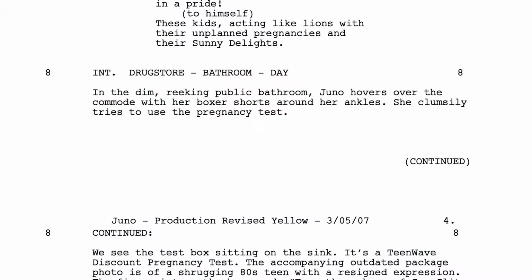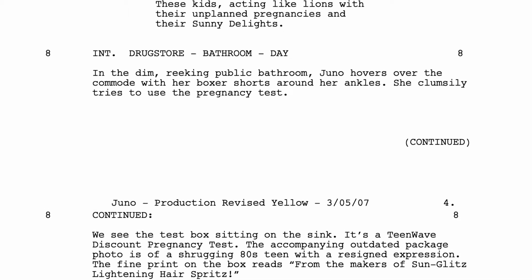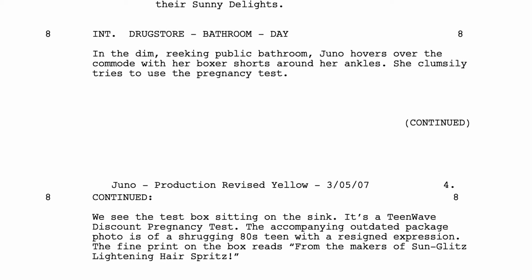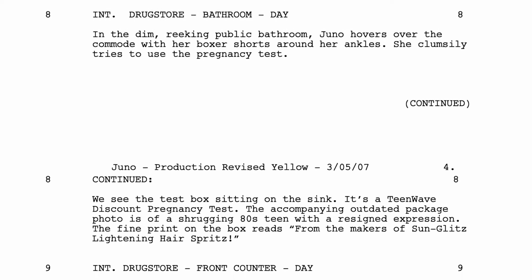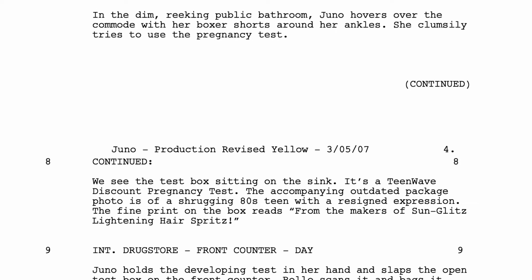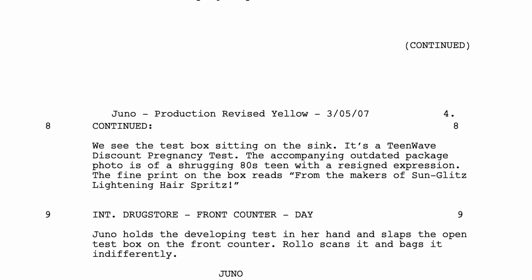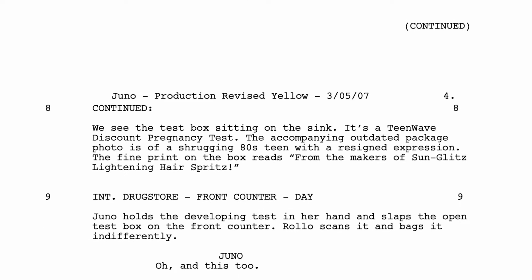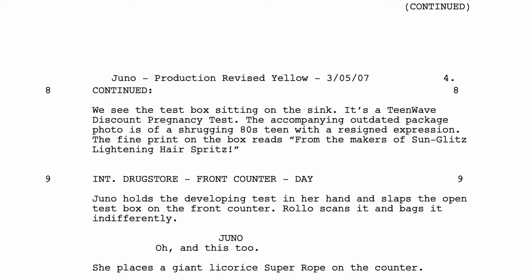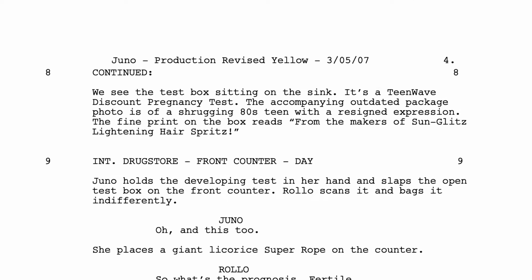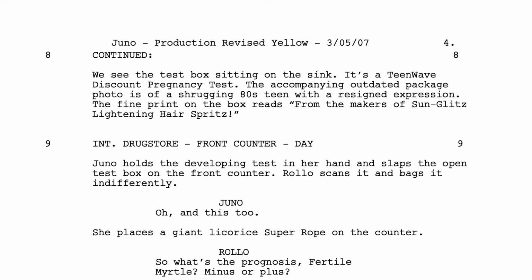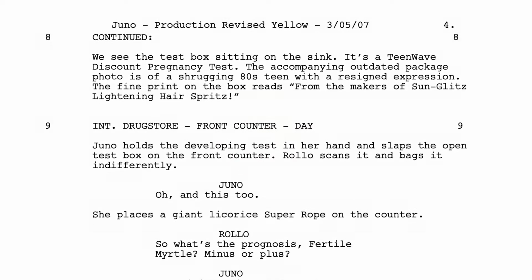So we're going to jump forward a little bit more to where she takes the test. So internal, drugstore, bathroom, day. In the dim, reeking public bathroom, Juno hovers over the commode with her boxer shorts around her ankles. She clumsily tries to use the pregnancy test. We see the box test sitting on the sink. It's a teen-wear discount pregnancy test. The accompanying outdated package photos of a shrugging 80s teen with a resigned expression. The fine print on the box reads, from makers of Sun Glitz Lightning Hair Spritz.